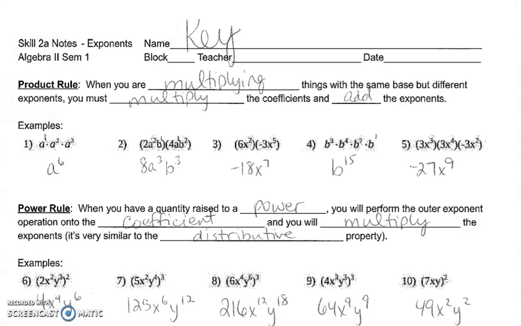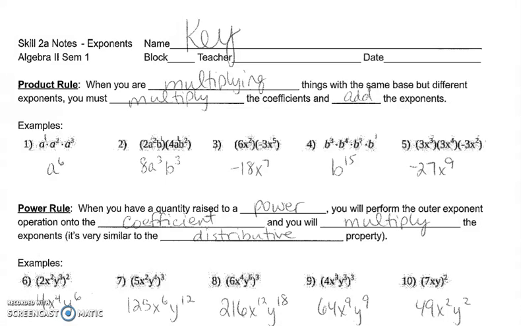Number 8, 6 to the 3rd power, so 6 times 6 times 6, 216. X to the 4th raised to the 3rd power. So that one you're going to multiply, so 12. Y to the 6th raised to the 3rd power, you're going to also multiply that one, which gets you the 18.